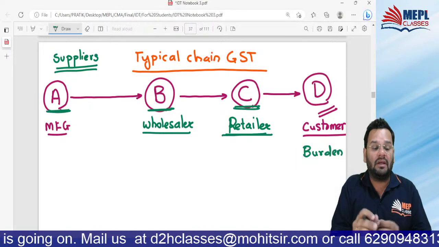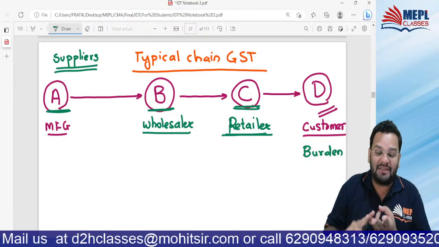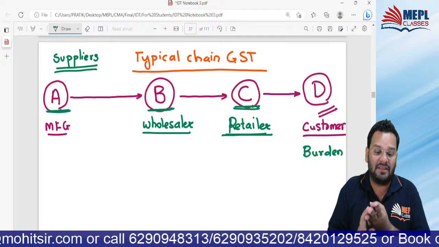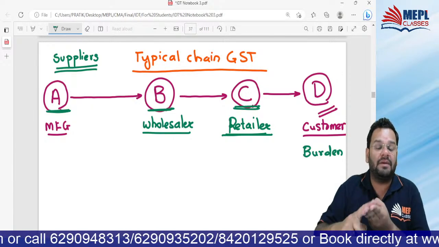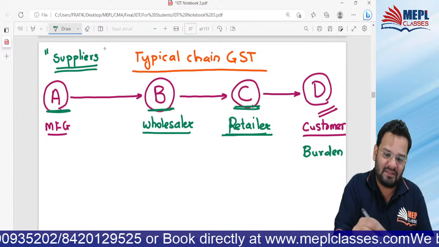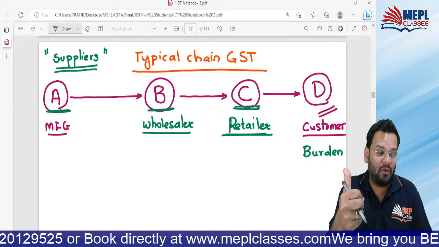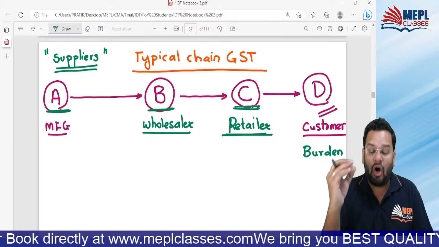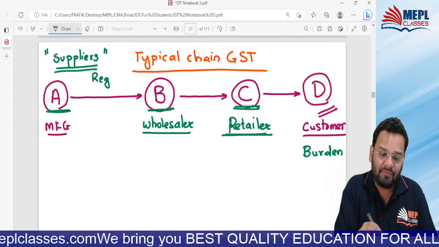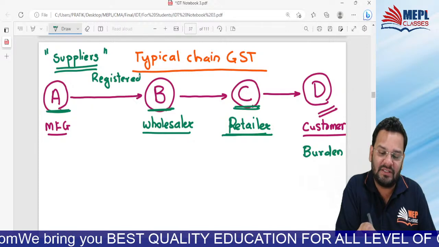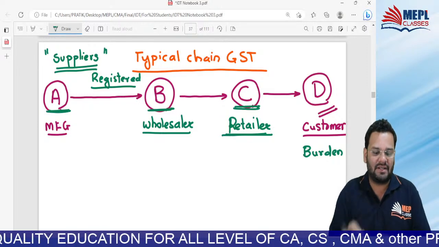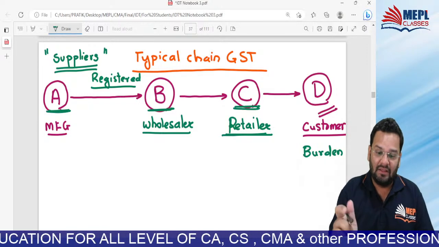Now, what do you think is common between A, B, and C? Can you tell me what is common between A, B, and C? The common point is all of them are suppliers. Number two, all of them we are assuming are registered under GST. Agreed? They all are registered under GST. They are suppliers. Now what happens?